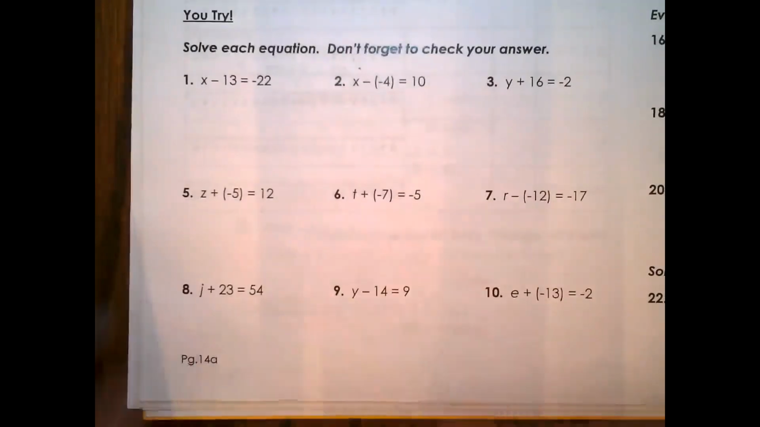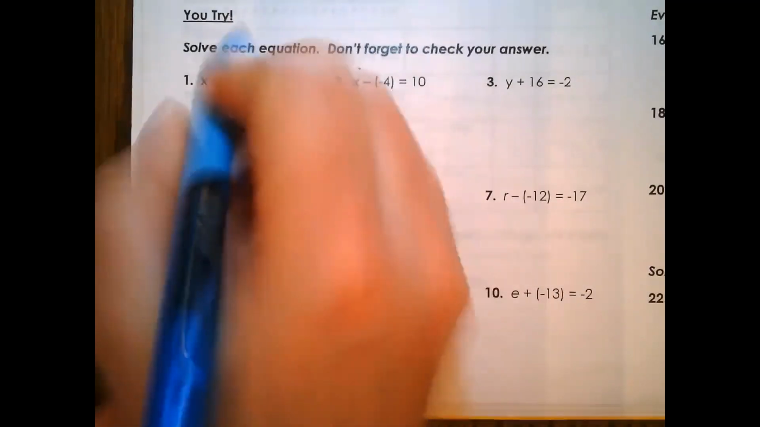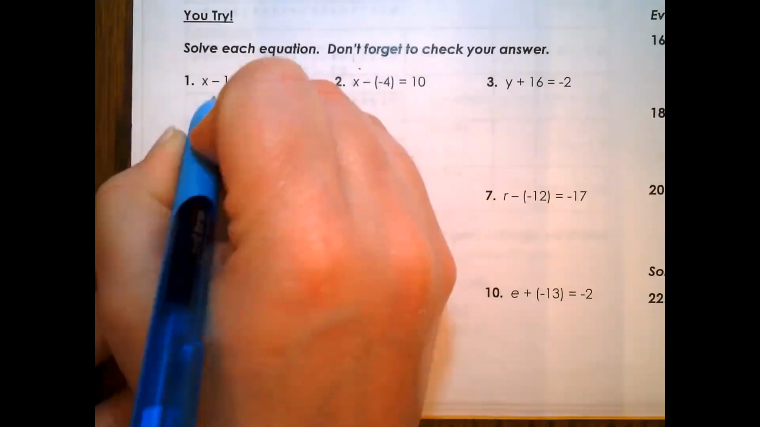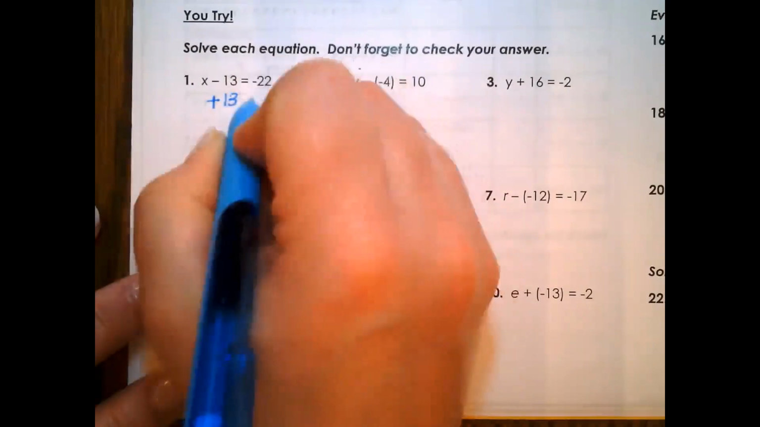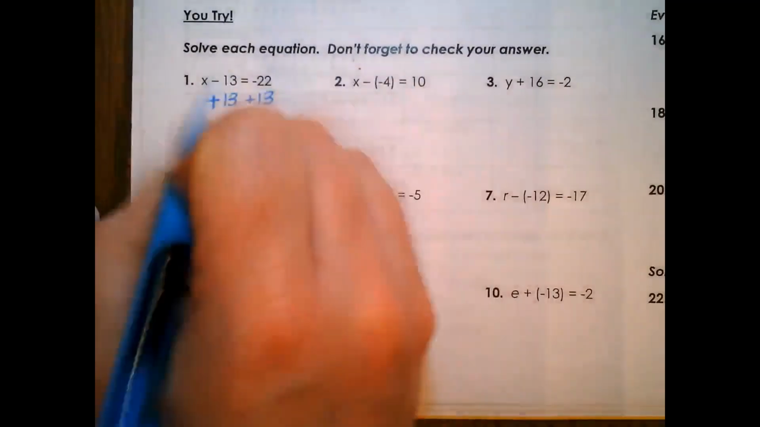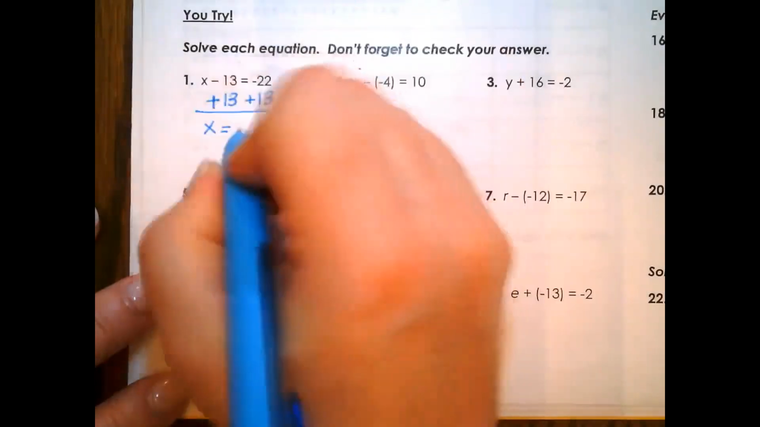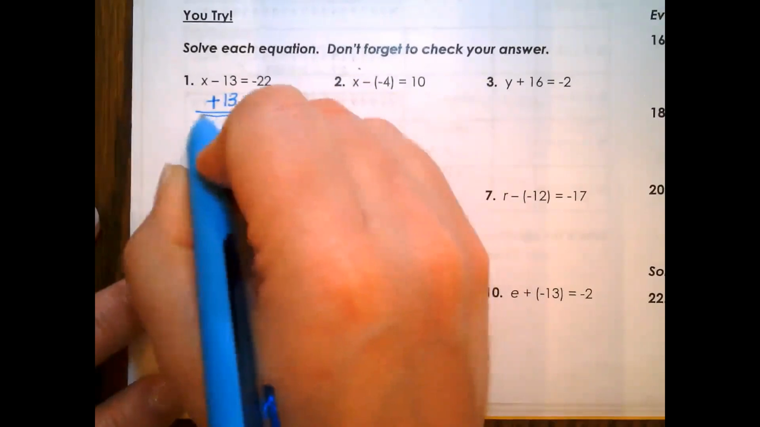All right, let's do one together, and then I'm going to have you pause the video, and you'll be able to practice these on your own and come back and check your answers. All right, so here, x minus 13, subtracting a positive 13, we're going to add a positive 13 to both sides. I apologize. X equals, all right, so here I've got more negatives. How many more negatives do I have? 9. So x will equal negative 9.